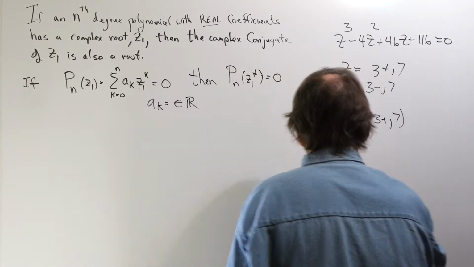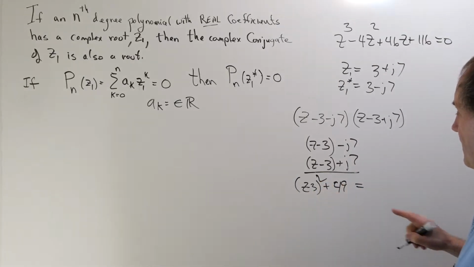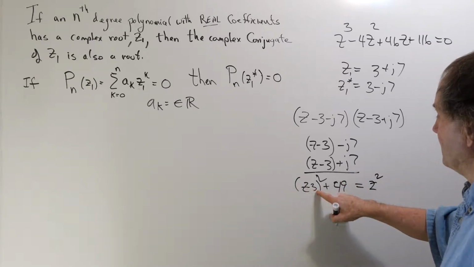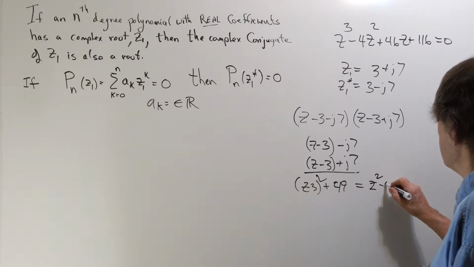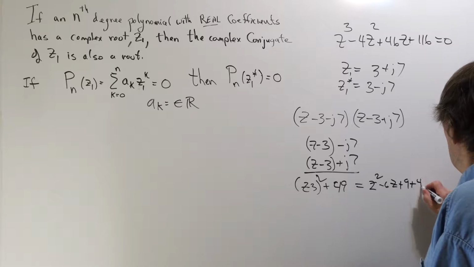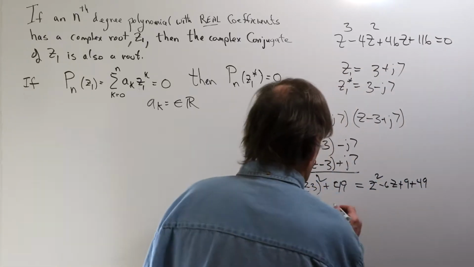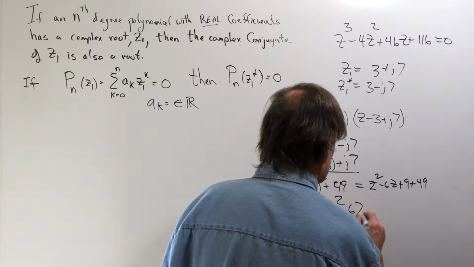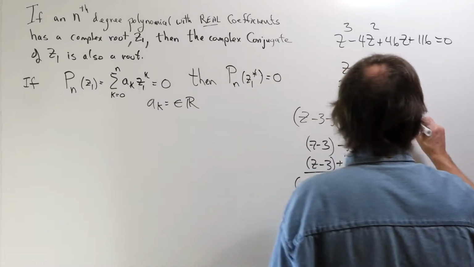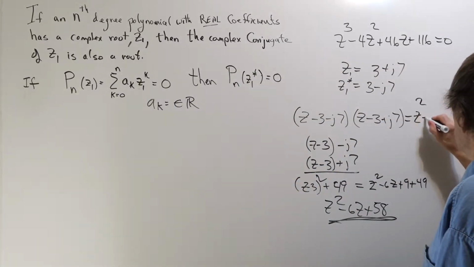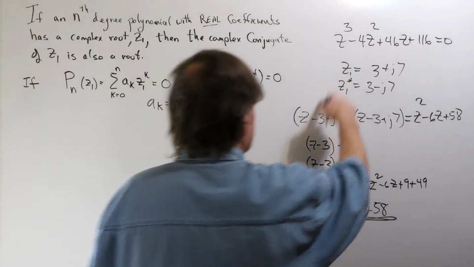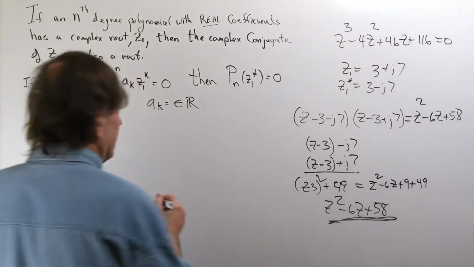So we can expand this out. That's z minus 3 squared. So this gives us z squared, first term squared, plus twice the cross product, which would give us minus 6z, and then plus minus 3 squared, which is 9, and then we add 49. So we're left with z squared minus 6z plus 58. So that's the expanded form of the two factors here. So we're going to divide that into the original equation to see what we have left over.